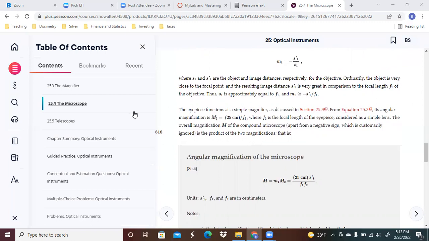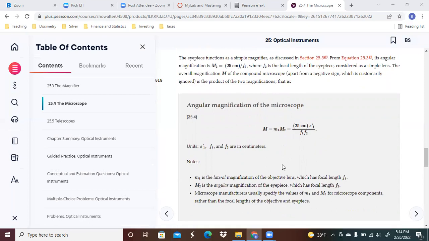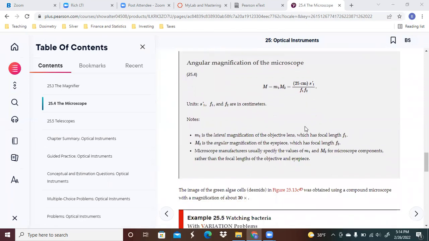Ordinarily, the object is very close to the focal point, and the resulting image distance, S'1, is very great in comparison to the focal length of the objective. Thus, S1 is approximately equal to F1, and M1 is approximately equal to this ratio. So the eyepiece functions as a simple magnifier. Its angular magnification is going to be this, where F2 is the focal length of the eyepiece, considered as a simple lens. The overall magnification of the compound microscope is the product of the two magnifications, so you can see them multiplied there.